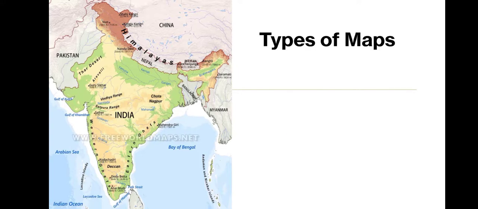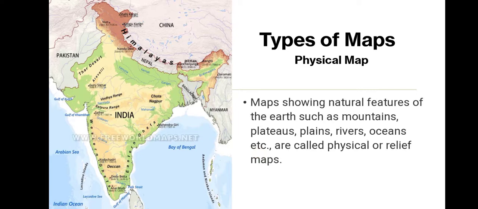Here, types of maps. Physical map. What is physical map? Physical maps show natural features of the earth such as mountains, plateaus, plains, rivers, oceans, etc. Here you can see the map of India where desert, mountains, rivers, etc. are shown.